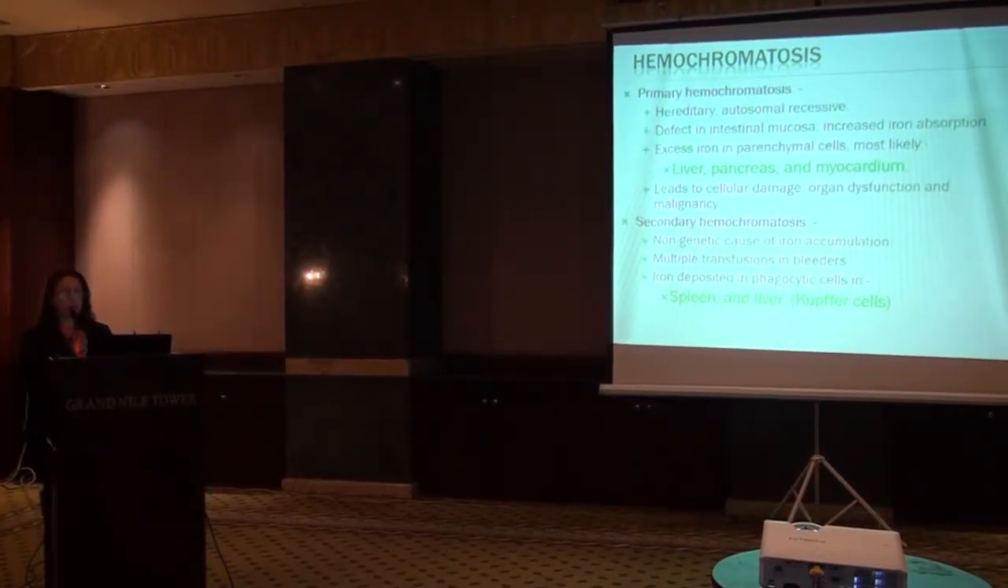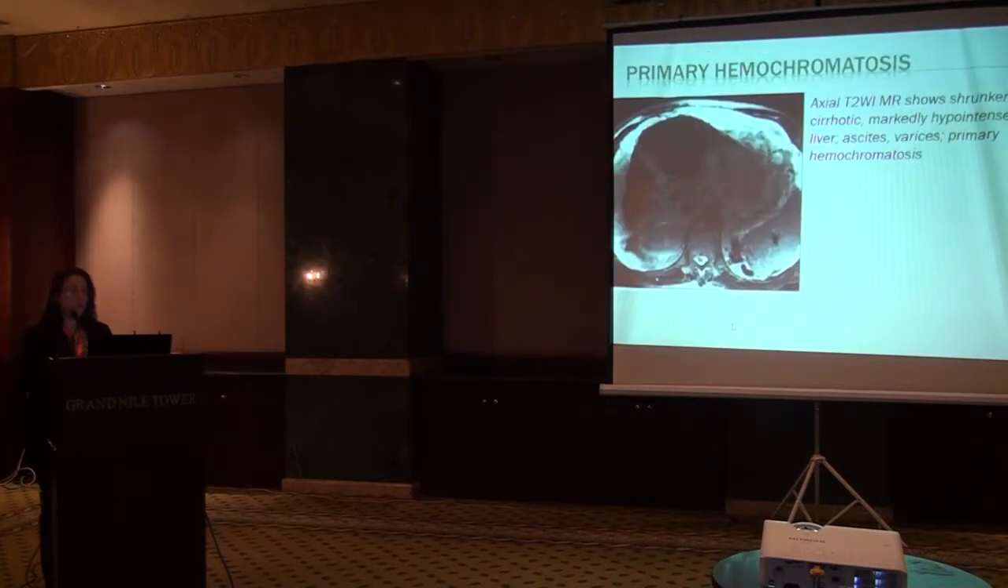Primary hemochromatosis is a hereditary autosomal recessive disease with a defect in the intestinal mucosa that increases iron absorption, which accumulates in the liver, pancreas, and myocardium. The spleen is usually intact. While secondary hemochromatosis is non-genetic, caused by iron overload from multiple transfusions and bleeders, with iron deposited in phagocyte cells. That's why it affects the liver and the spleen.